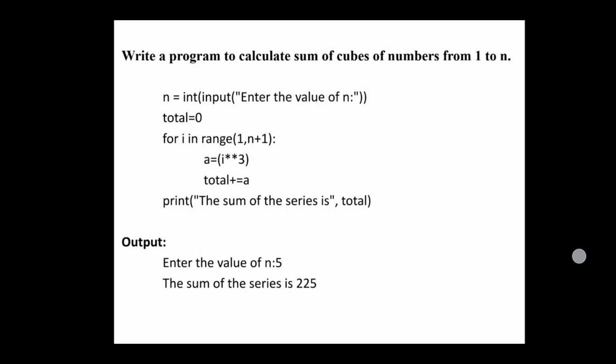Then total = total + a, so it adds each cube to the total, and after the loop finishes, total has the sum of cubes, and finally we display the final sum. So if you enter the value of n as 5, then the sum of the series is 225. That is 1 cube plus 2 cube plus 3 cube plus 4 cube plus 5 cube, that is equal to 225.